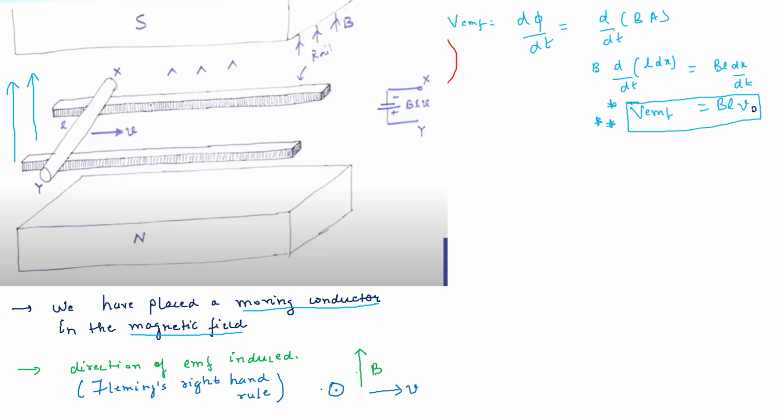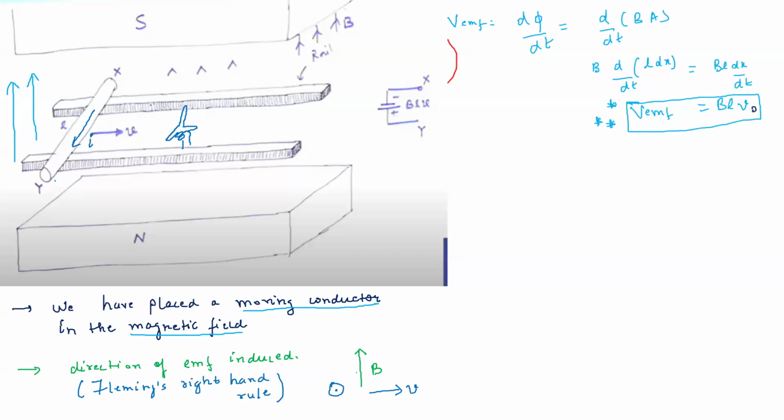So what does this dot mean? Here your thumb is like this, your forefinger is like this, and you will see that your middle finger will be something like this. So this finger is pointing towards the direction of the current. So the direction of current is here.